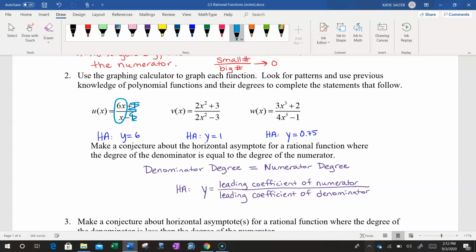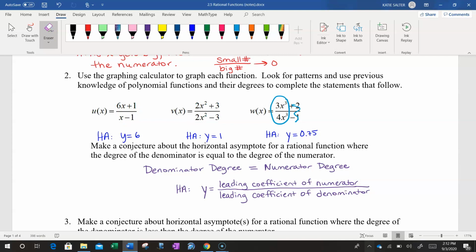So what you have is 6x divided by x, which is just going to leave you with 6. Same thing here. 2x squared divided by 2x squared. The x squared is reduced, so 2 divided by 2 is 1. Same thing here. Those x cubes are going to reduce, so you're left with 3/4. And again, it never actually gets there because of the stuff I scratched out. But it gets so close to it that it's converging towards it.